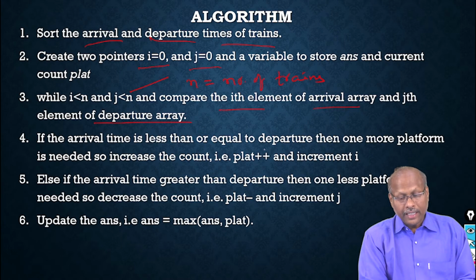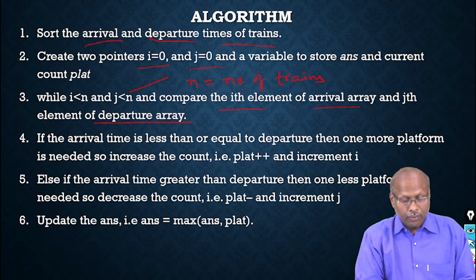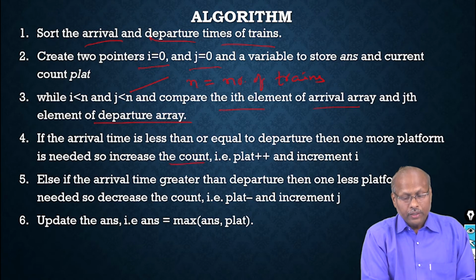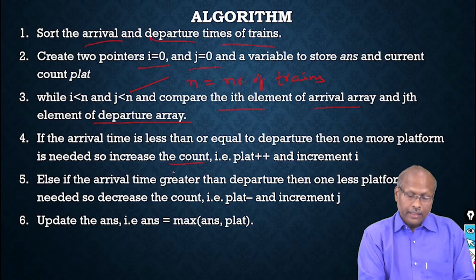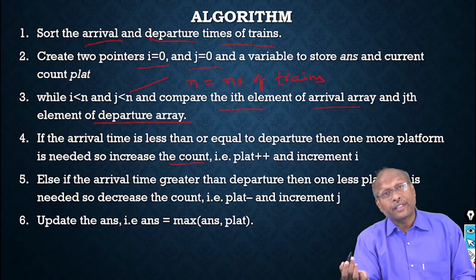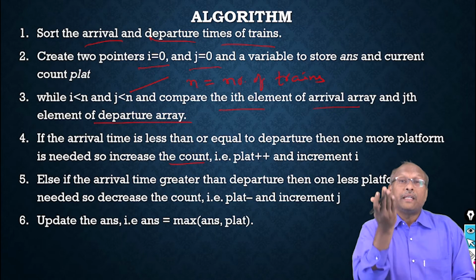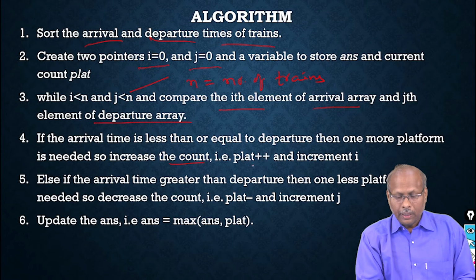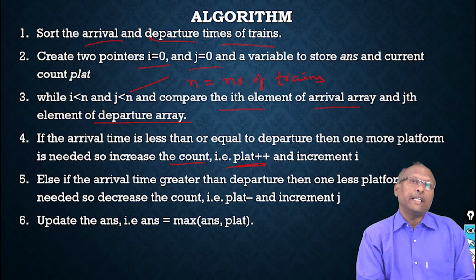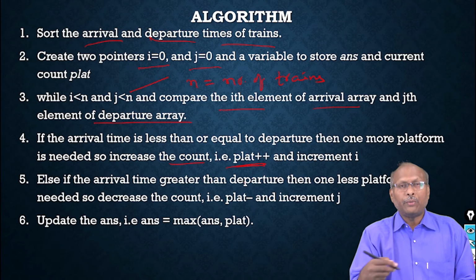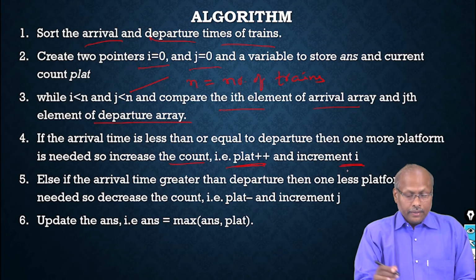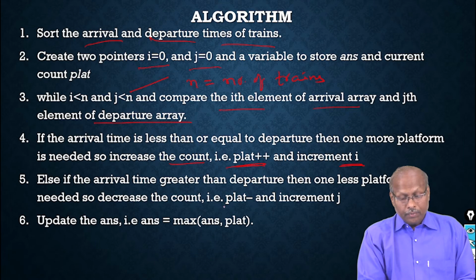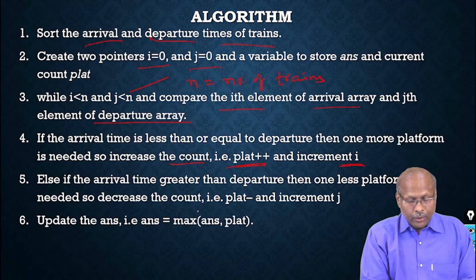If the arrival time is less than or equal to the departure time, one more platform is needed, so increase the count. If arrival time is less than the departure time, then you need a platform. That means you have to increment the platform. So you maintain a variable called platform, and that platform variable you have to increment. Then increment the i. Else, if the arrival time is greater than the departure time, one less platform is needed, so decrease the count.